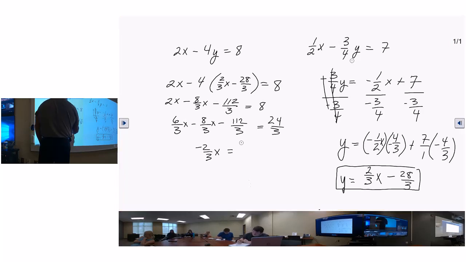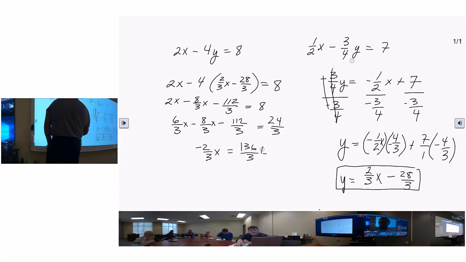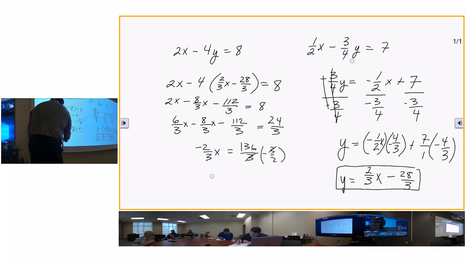Somebody check it. 136 over 3. Multiply by negative 3/2. x is equal to what? What's 136 divided by 2? 68. Good job.